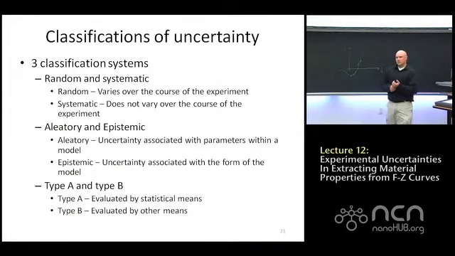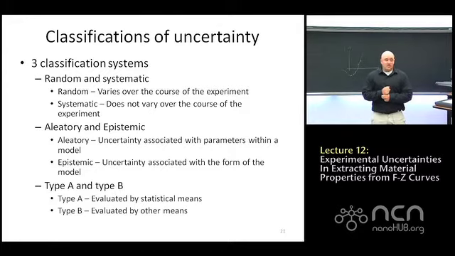So briefly, just some nuts and bolts. There are three common classification systems for uncertainty. But probably the classical definition is splitting it into random and systematic, where random is an uncertainty that varies over the course of your experiment, and systematic is an uncertainty that does not vary over the course of your experiment. Whether something is random or systematic depends on your definition of what your experiment is. So if you do, say, one FZ curve, different things will be random and systematic as opposed to if you did 100 FZ curves. So there's a little ambiguity in that definition.